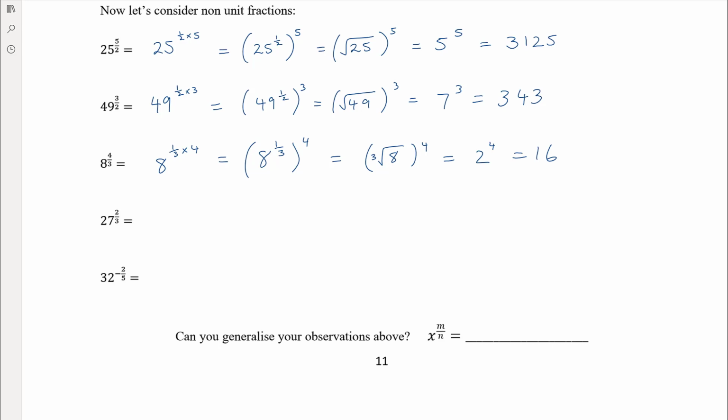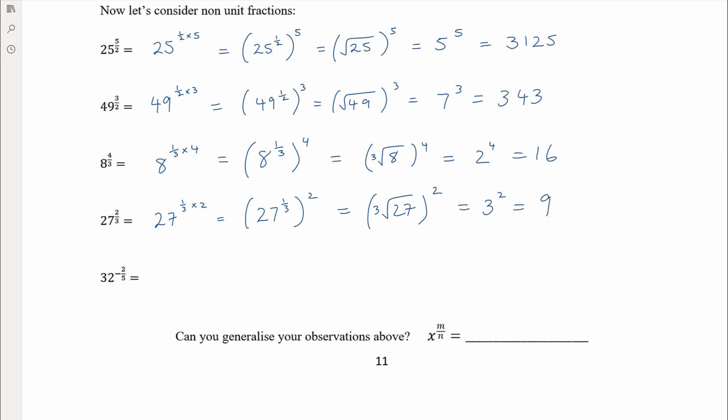27 to the power of 2 thirds. It's 27 to the power of 1/3 times 2. So it is 27 to the 1/3 squared. That is the cube root of 27 to the power of 2. 3 squared, which is 9.